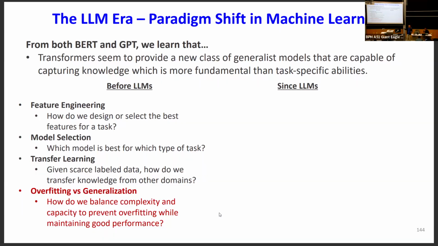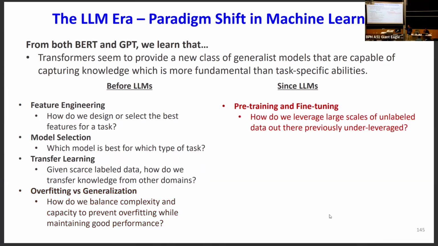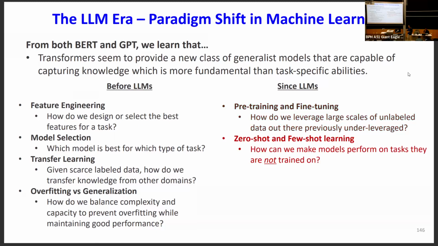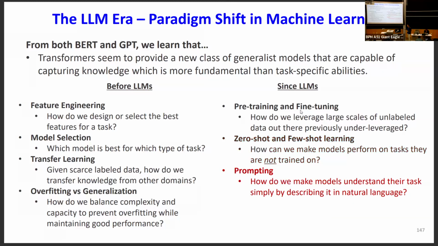So what kind of questions do researchers think about today? Pre-training and fine-tuning: how do we leverage large amounts of data that was previously unused, right? Zero-shot learning: how do we even make models perform on tasks they're not even trained on? Again, this is the thing that only LLMs provided us. Before LLMs, it was not imaginable. I mean, if you don't train it on some task, you're not going to have it perform on that task. But now with LLMs, it's possible. How do we even make models understand their tasks simply by prompting them?